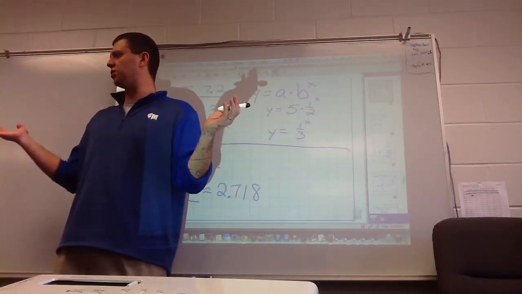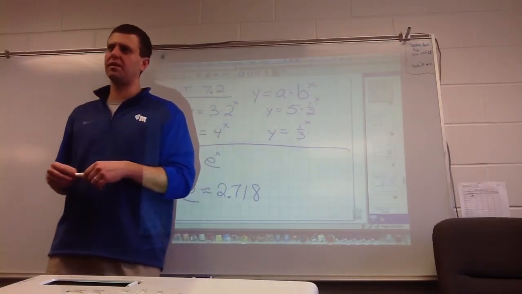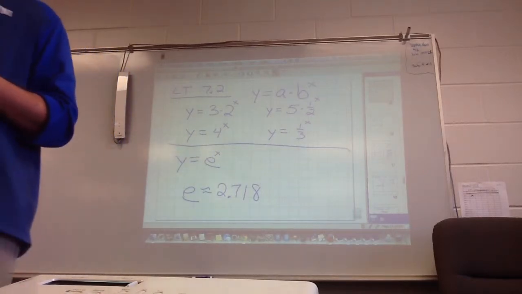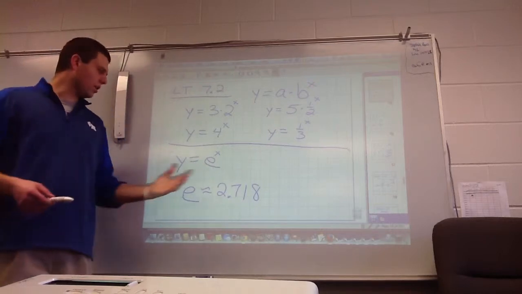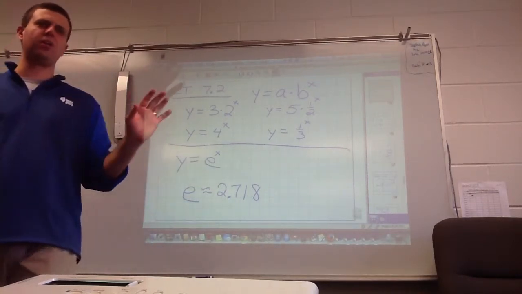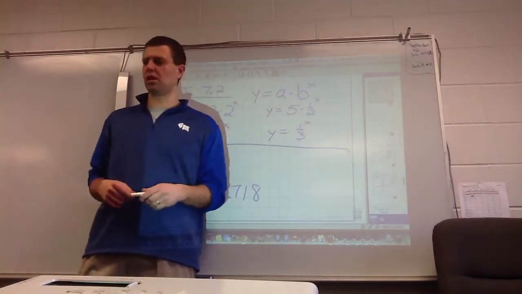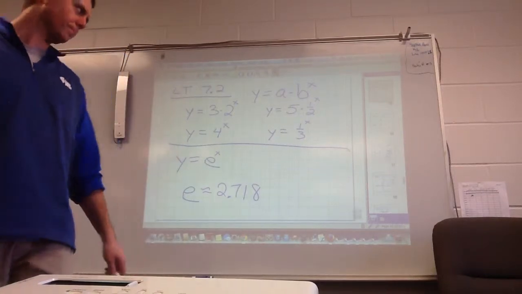Or find your division key and look above your division key. See the little E there? Both of those would work. Both of those represent the number E. So again, know where it is on your calculator. Know that it's a little bit smaller than 3. That's all that you really need to be concerned with as far as using it. I'll teach you how you'll use your calculators here shortly.